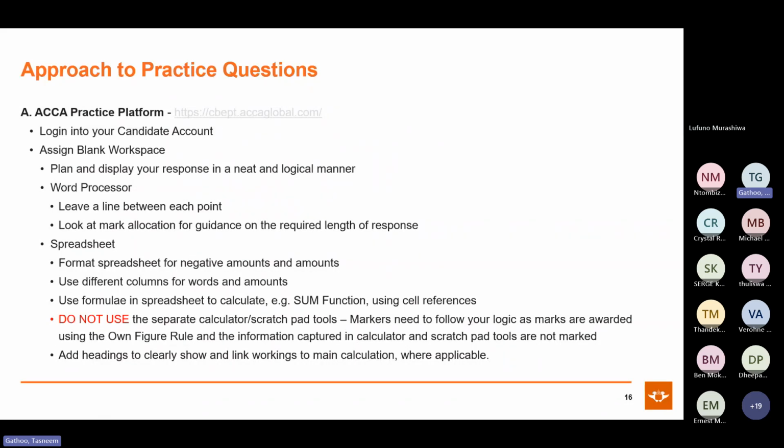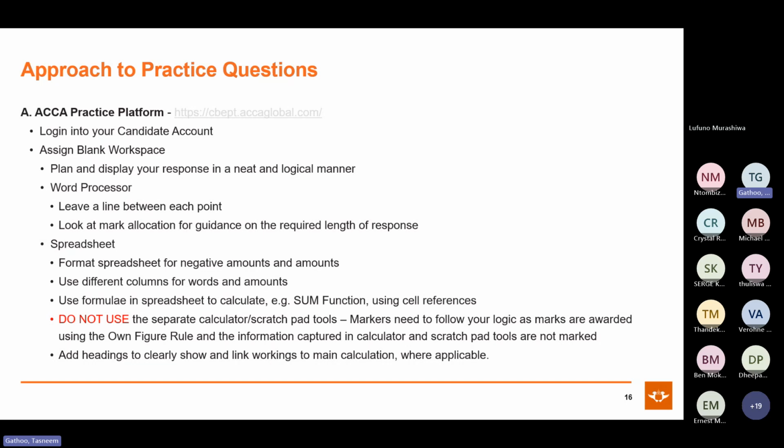It's very important for every question that once you have a question, you plan how you are going to answer the question and you display your answers in a neat and logical manner. You want it to be as understandable as possible for the marker, because even if you get it right, if you don't explain to the marker and you don't tell them what's there, they're not going to be able to give you marks.